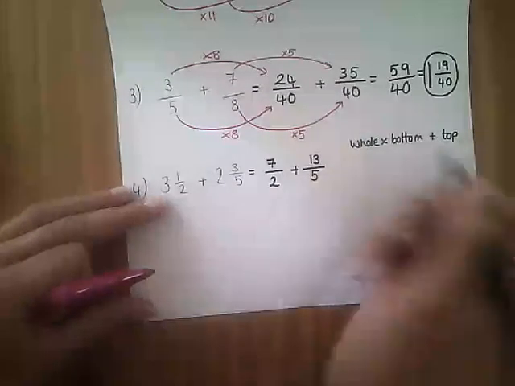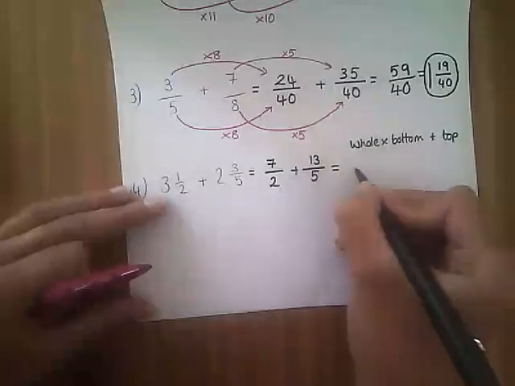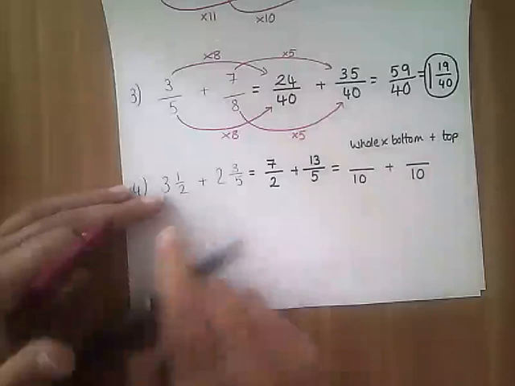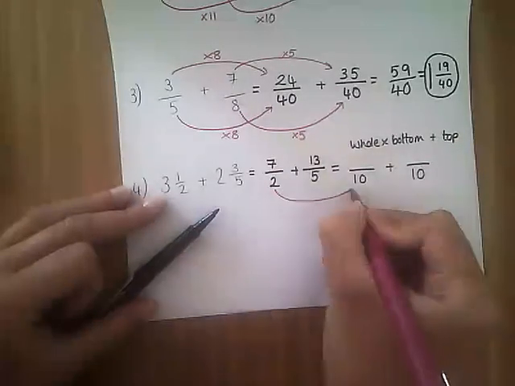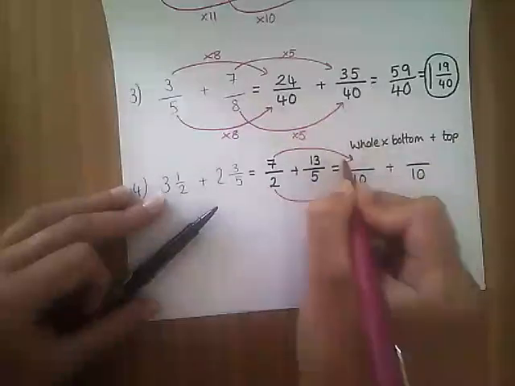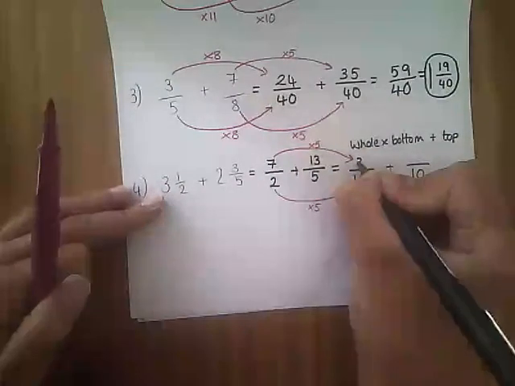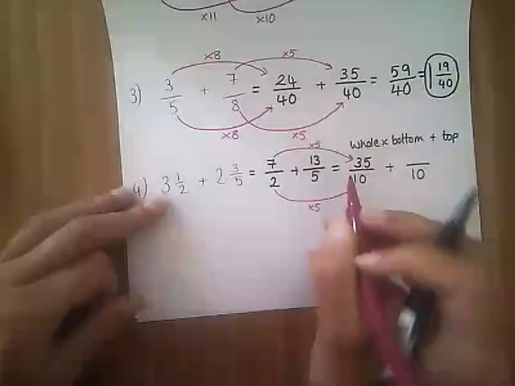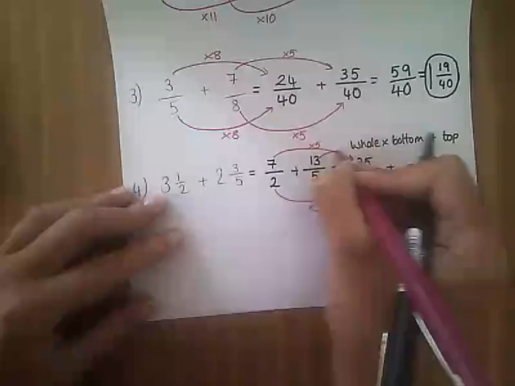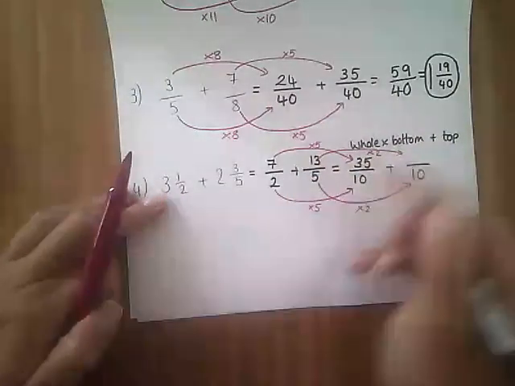We've then got two fractions that are just like these ones that we have to add. So our common denominator is going to be 10. What have I done to that 2 to get it to be 10? I've times by 5. What have I got to do to the top? I've got to times by 5. 7 times 5 makes 35. What have I done to that 5 to get it to be 10? I've times by 2. What have I got to do to the top? I've got to times by 2. 13 times 2 is 26.